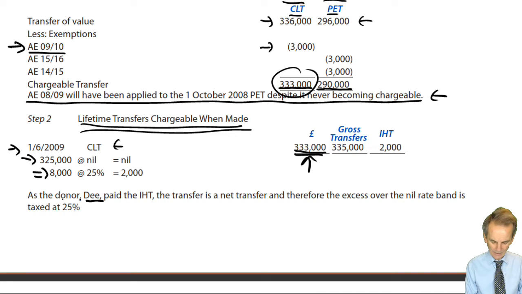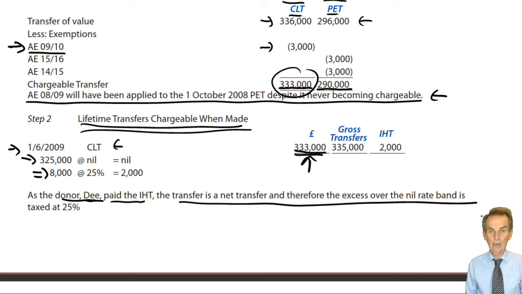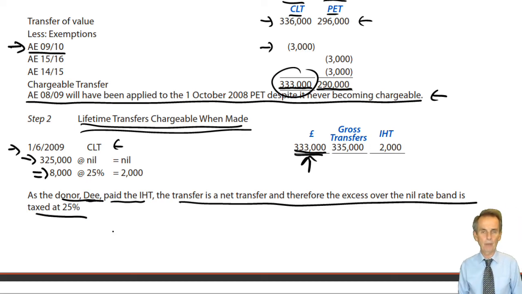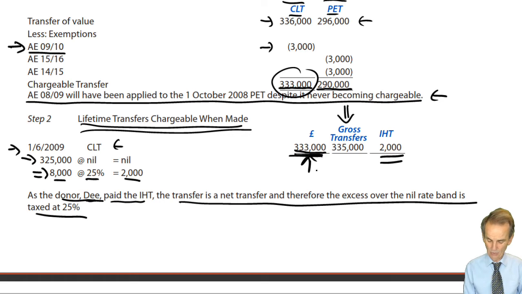As the donor, D, paid the IHT, the transfer, as we've already agreed in our analysis of the information in the question, is a net transfer, and therefore we use the net rate, taxing the excess above the nil rate band at 25%. 25% of 8,000 is of course £2,000. Put that into your tax column. Now, because that 333 is a net figure, to get the gross transfer, we must simply add the tax figure to the net transfer to give you a gross of 335. Job done.